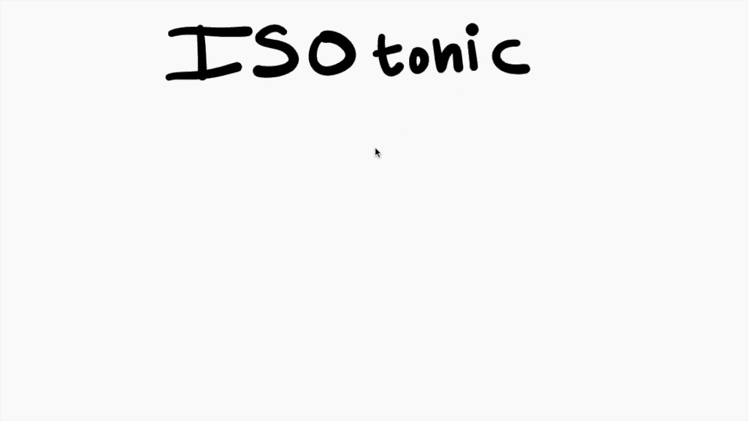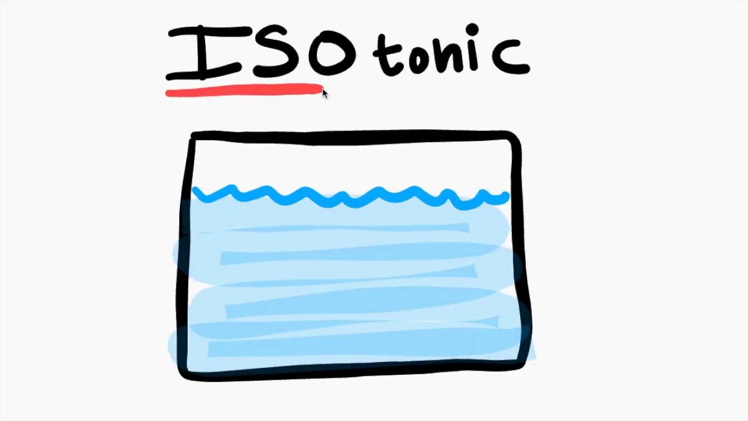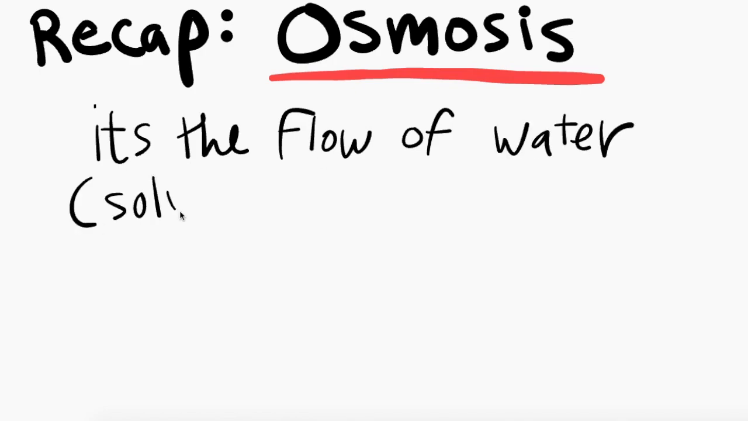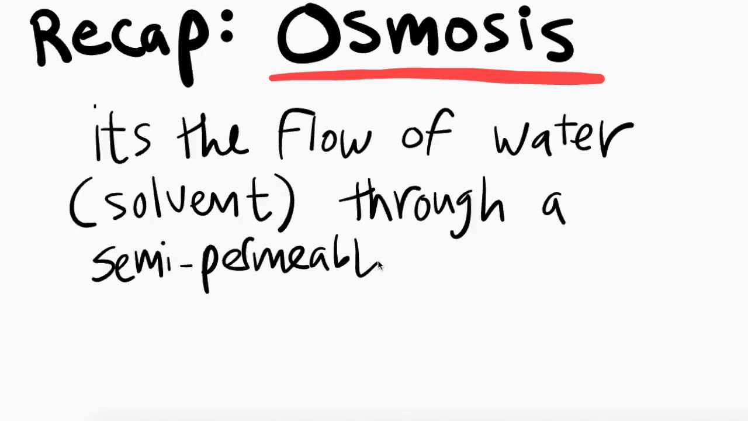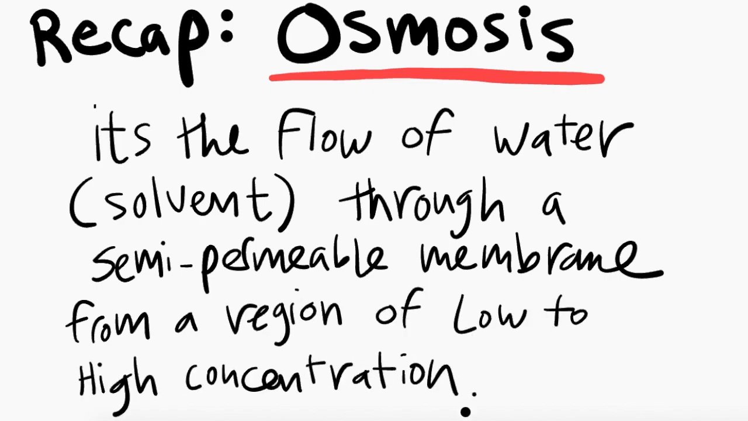Another thing to know is isotonic. This is an easy one. It means that the concentration of solutes to water are the same inside the cell as well as outside the cell. If you were to drop a red blood cell into an isotonic solution, nothing would happen to the cell. Equilibrium is already happening. So what does osmosis mean? It's the flow of water, or what we can sometimes call solvent, through a semi-permeable membrane from a region of low to high solute concentration until that equilibrium is established.